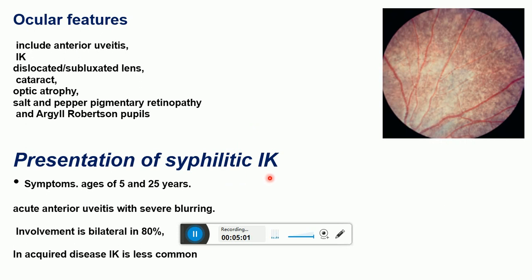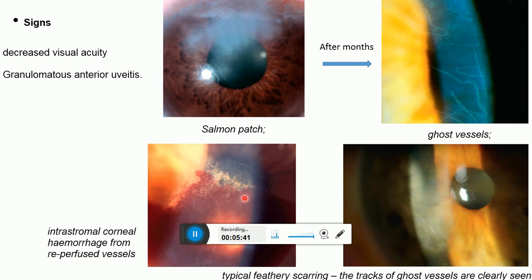Now, presentation of syphilitic interstitial keratitis. Following congenital syphilitic infection, it occurs between 5 and 25 years. Initial symptoms are those of acute anterior uveitis. There is severe blurring. Involvement is bilateral in 80%, although usually not simultaneous. In acquired disease, IK is less common and usually unilateral, typically occurring years after the age at which the disease was contracted, although it can occur as part of the syndrome of family infection.